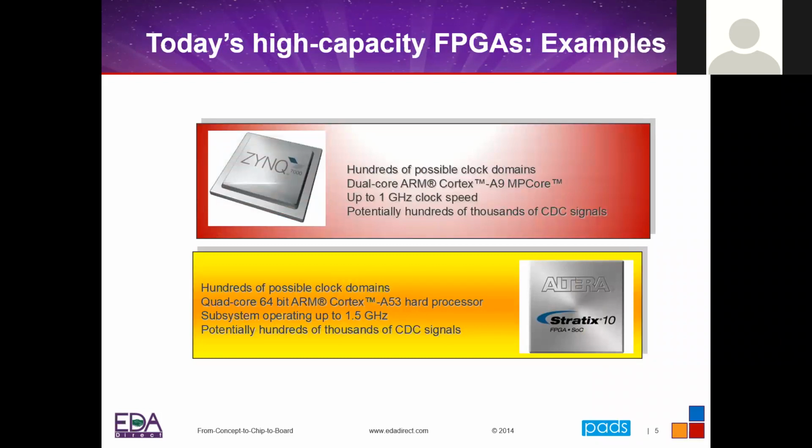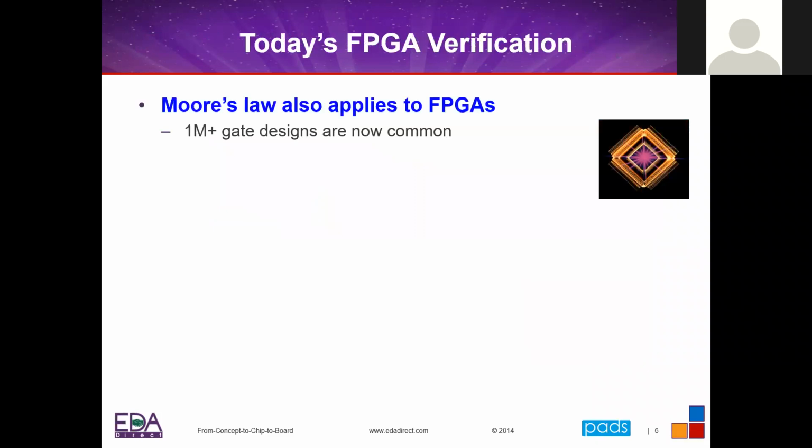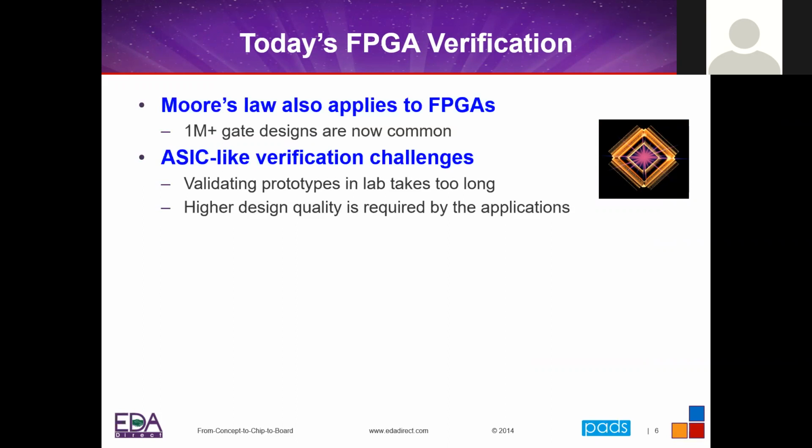When we're looking at today's Zynq or Stratix 10 that have an ARM core and hundreds of thousands, if not millions, of gates of logic, lots and lots of clock domains, and very fast clock speeds, some of these traditional methods are starting to break down, especially when you get into clock domain crossing issues. Like I said, we have more than a million gates of design. We're starting to see that even FPGA designers are having ASIC-like challenges.